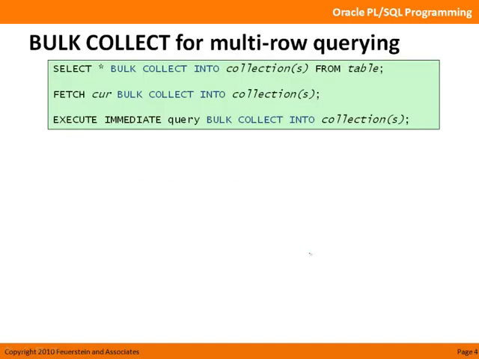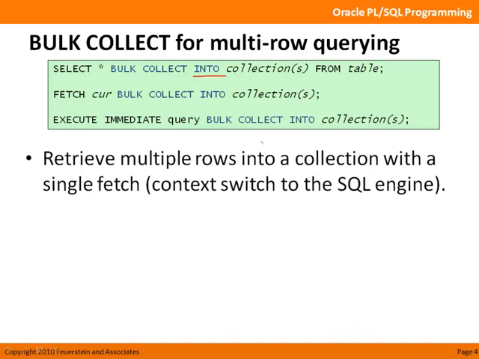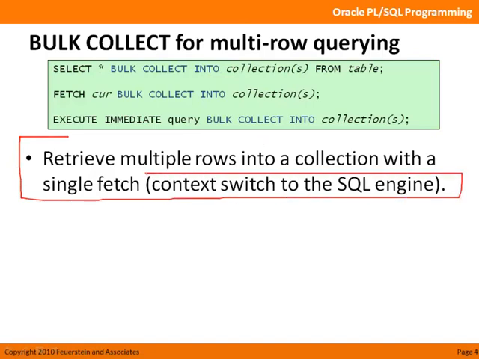So, the bulk collect feature, actually a clause added to qualify the INTO, is for multi-row querying. So the idea is if you have a piece of code that's retrieving multiple rows of data, and you're currently doing it a single row at a time, then the bulk collect feature allows you to retrieve multiple rows with a single fetch, a single context switch to the SQL engine.